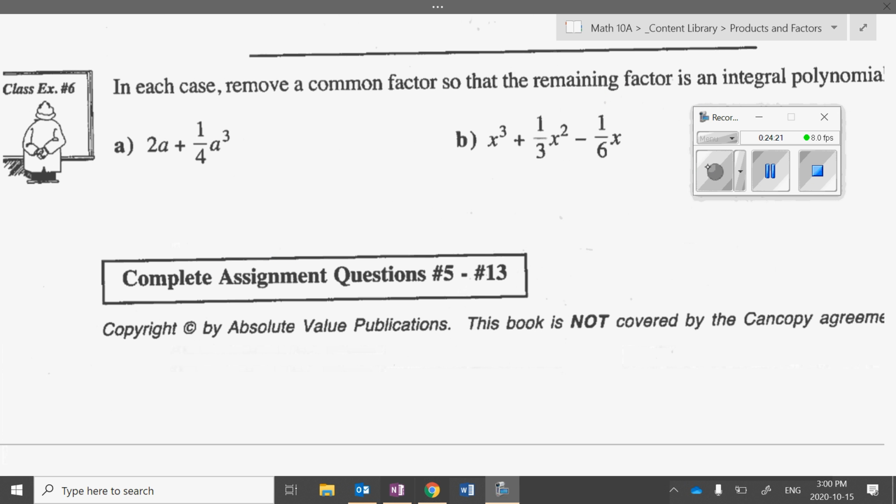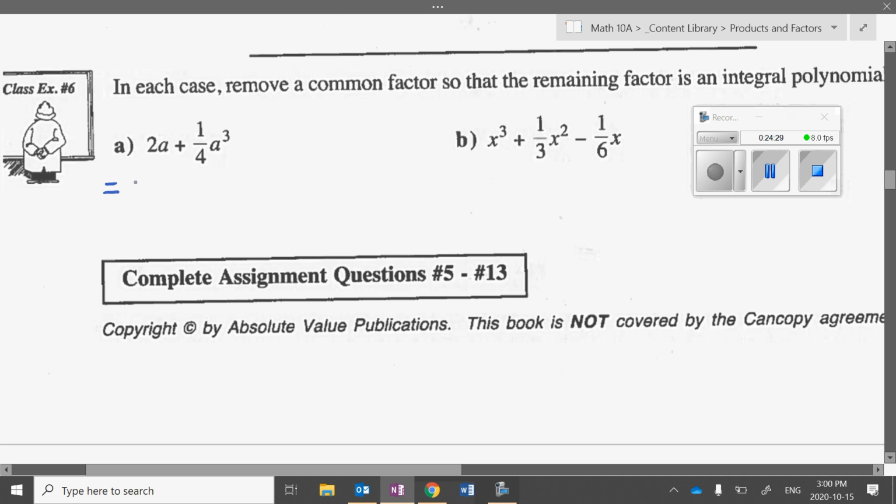Okay, let's go over these. So in the first one, A is common in both. There are quarters in 2, so I can factor out 1/4 in both of these. So 1/4 a can be factored out. In $2, we have 8 quarters. So this is going to be an 8.